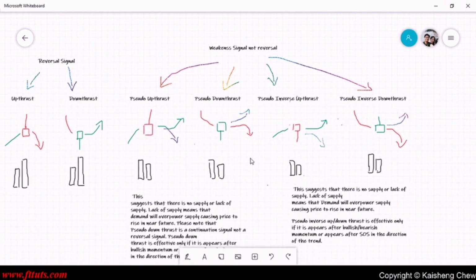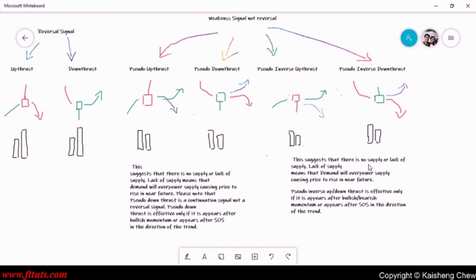Okay, so over here this suggests that there is no supply, or a lack of supply. Meaning that if the price is coming down, then forms a pin bar with a lower volume, they are lacking supply to go down for the moment. But lack of supply means that demand will overpower supply, causing the price to rise in the near future. So it might be a rise also.